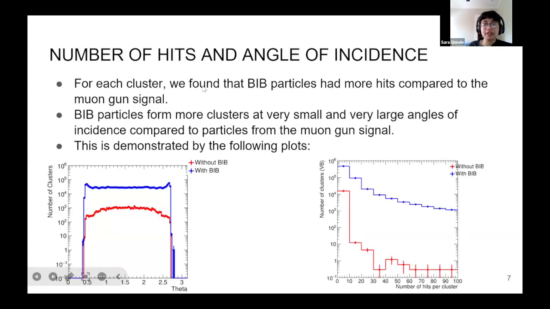For each cluster, we found that the BIB particles had more hits compared to the Muon signal gun. This can be seen by the plot on the right, which shows the number of clusters versus the number of hits per cluster. And BIB particles form more clusters at very small and very large angles of incidence compared to particles from the Muon signal gun. This can be seen from the plot on the left. The red line shows the plot without BIB, and the blue line shows the particles with BIB.